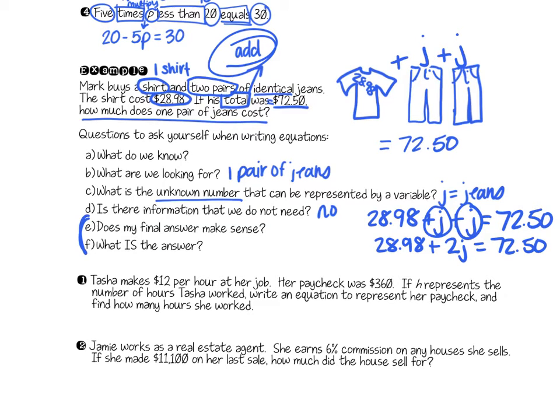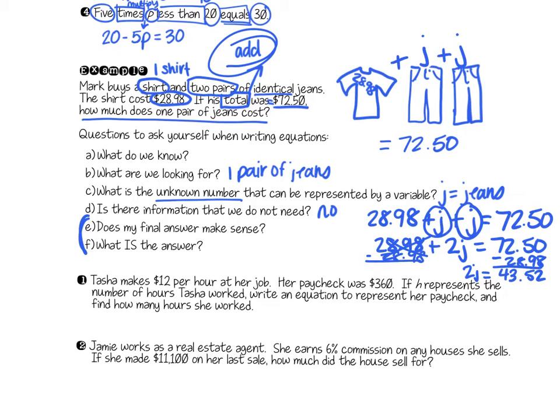I know the shirt was included in our total, so I want to take that out to see what is left after doing that. That way I know how much just the jeans cost. And we are assuming that this is the subtotal, so before tax. So let's subtract that out. Now I'm left with 2J equals 43.52.